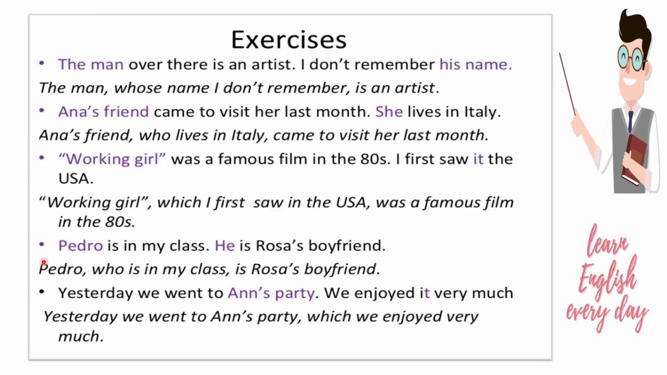It happens the same for Pedro. Pedro is in my class. Pedro is Rosa's boyfriend. Pedro, who is in my class, is Rosa's boyfriend. That's a comma after Pedro and after my class. Yesterday we went to Anna's party. We enjoyed it very much. Yesterday we went to Anna's party, and there's a comma here, which we enjoyed very much.